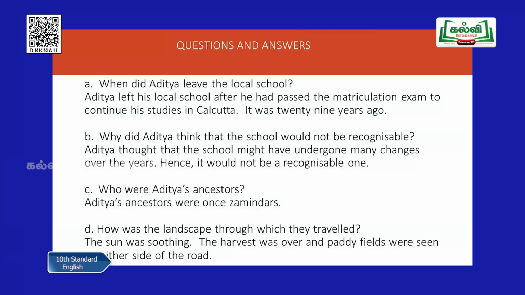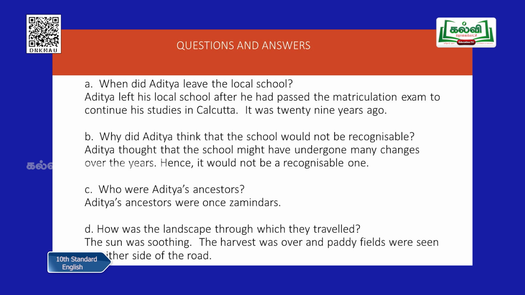Question number 1. When did Aditya leave the local school? You know very well. He left the local school 29 years back. He passed the matriculation examination. Then he left the village because his father wanted to set up a new business in Calcutta. So look at the answer here. Aditya left his school after he had passed the matriculation exam to continue his studies in Calcutta. It was 29 years ago.